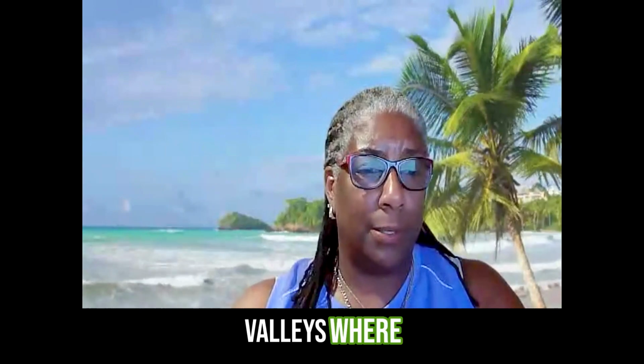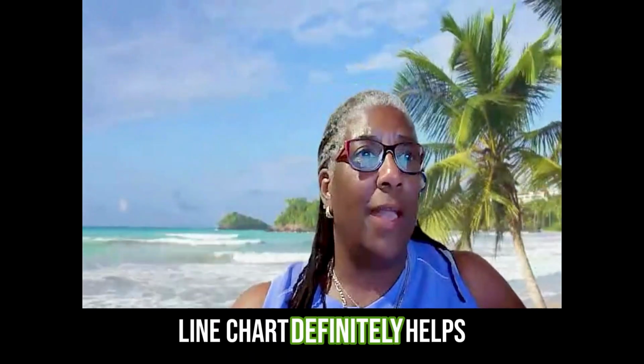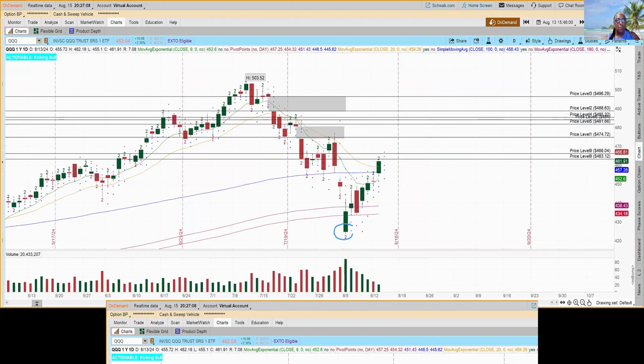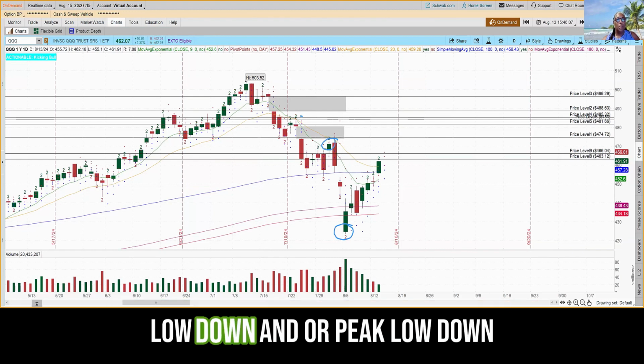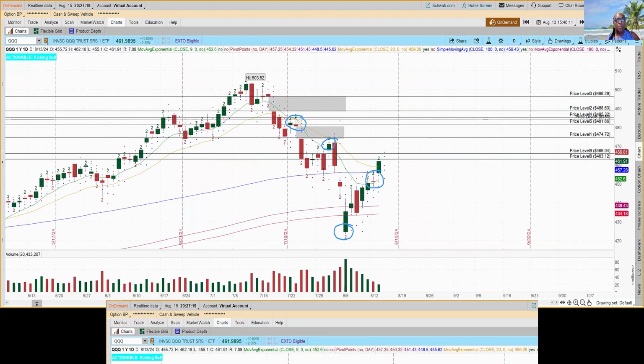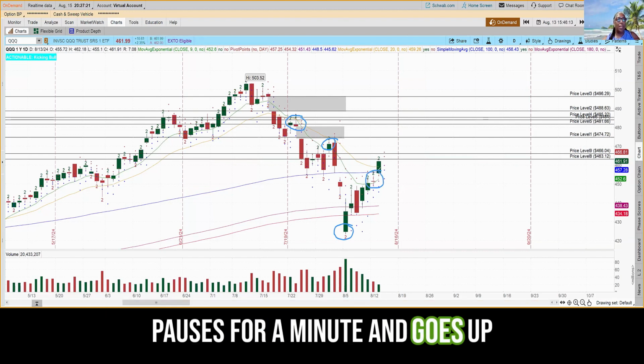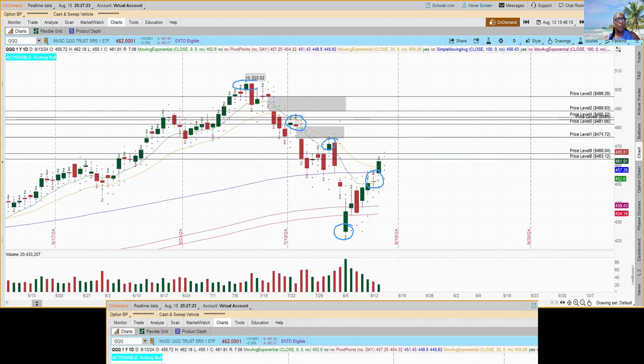Where is the line chart? Definitely helps with the peaks and the valleys. Valley. Peak. Slow down and/or peak, slow down. Anywhere it pauses for a minute and goes up some more, peaks.